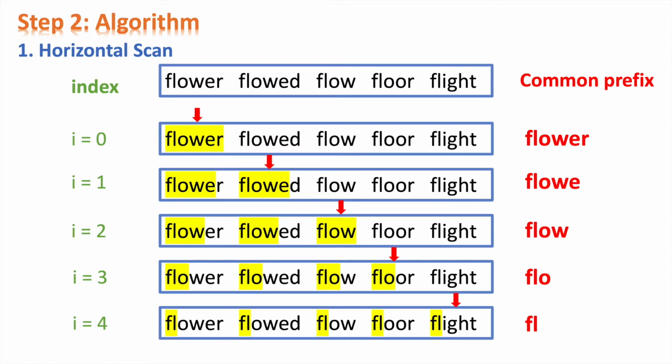It's quite straightforward. But if you look at the process again, you will realize we did some extra work. For example, we compared letter E and letter W at the beginning, but they were removed from the common prefix in the end, because strings like flight and floor don't have them. So is there a better way that we only compare the letters we have to? Of course there is, which is the vertical scan.